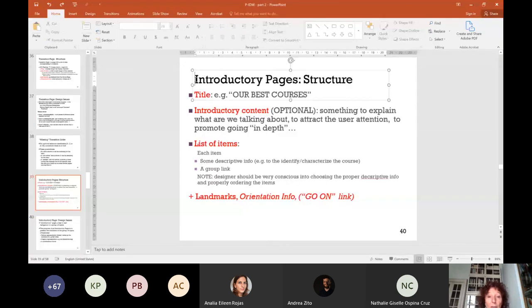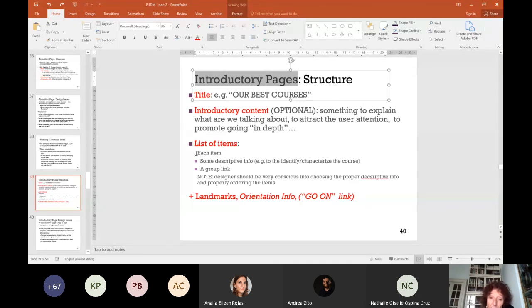Then you have introductory pages. The main introduction pages are the pages for introducing the group. The structure has a title. It can have an introductory content, so something that explains what we're talking about, how to attract the user's attention, how to promote an in-depth analysis.